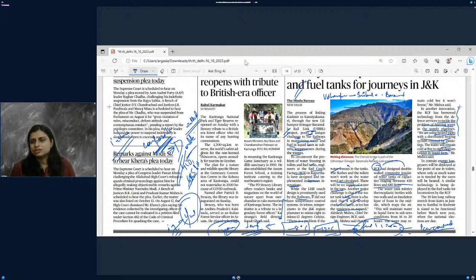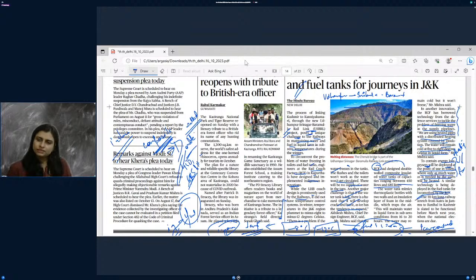To contain energy loss, geysers will be deployed at the point of use in toilets, where only as much water as is needed by the users will be heated. That means another kind of technology is being deployed which will help in heating the water so that freezing won't occur. A similar technology is being deployed in the fuel tanks for the locomotives by the RCF.